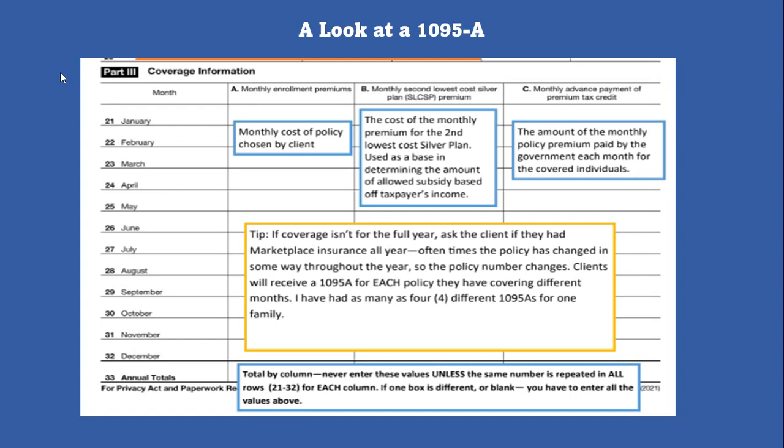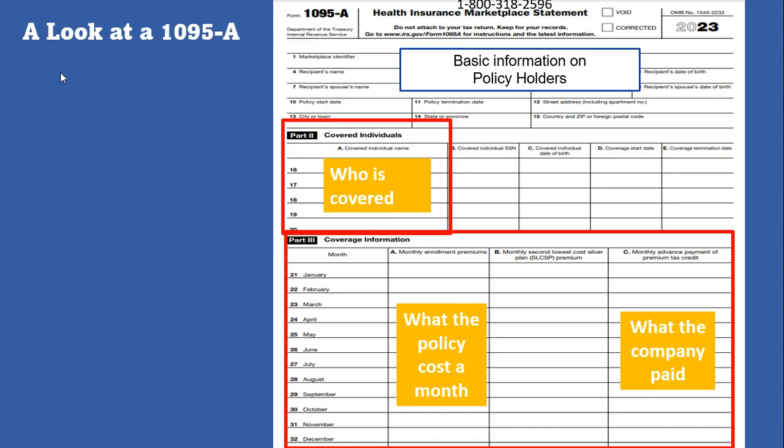What we do is we look at columns A, we make sure that the same number is from January all the way through December. If it is, wonderful, then we do the same thing for B and the same thing for C. If it's not exactly the same, then we have to key in every single box, and I'll show you what I mean in just a moment.